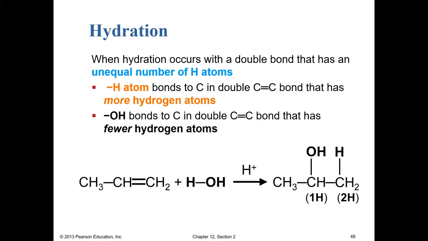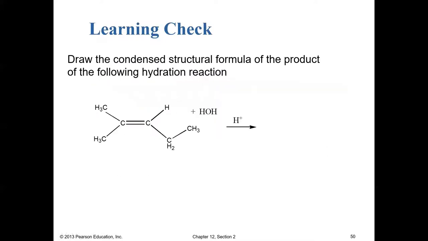So again, in hydration, the hydrogen is going to the side with the most hydrogen atoms attached. If we're looking here at this one, it's going to go to the side of the CH2 versus the CH, okay? Because this has one hydrogen directly attached, this has two directly attached. So the OH group would go here in the middle. So let's try to do this one.